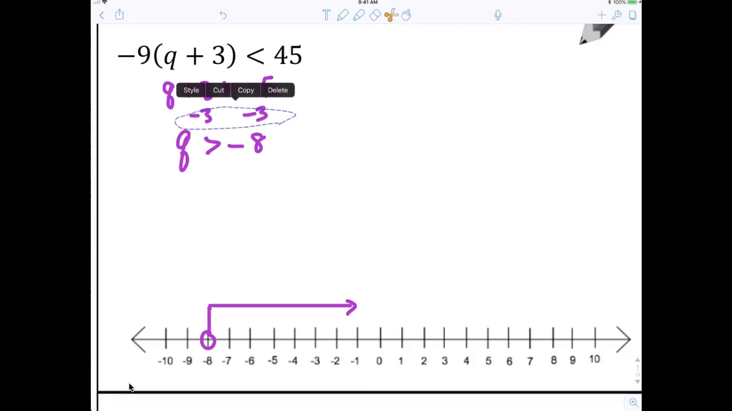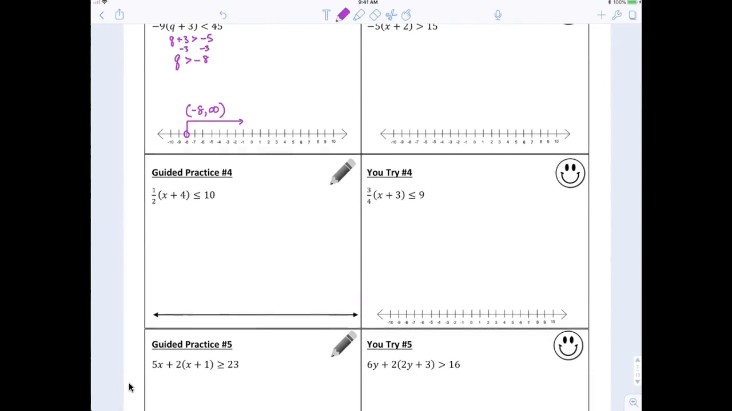Now, my interval notation would be what? Where am I starting? -8. And I'm heading out to what? Infinity. -8 to infinity. Everybody happy with that? All right, I'm going to go down, and then I'm going to let you do the other two on your own to see if you're good.